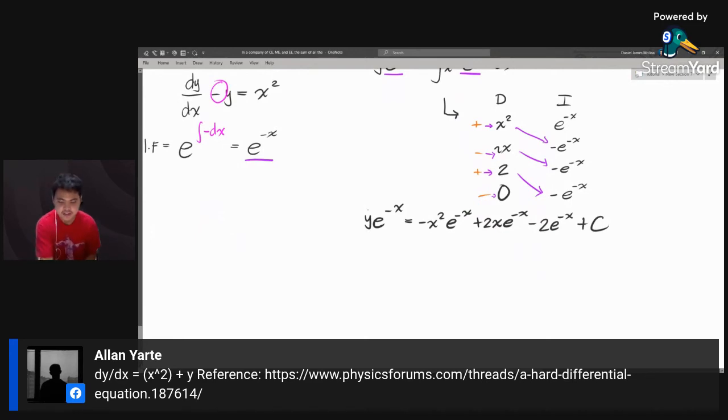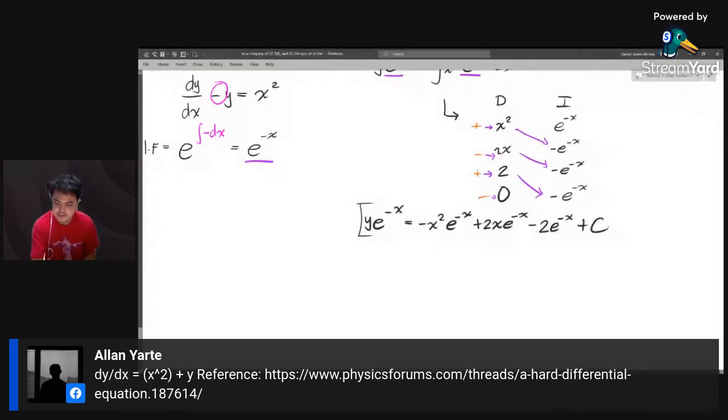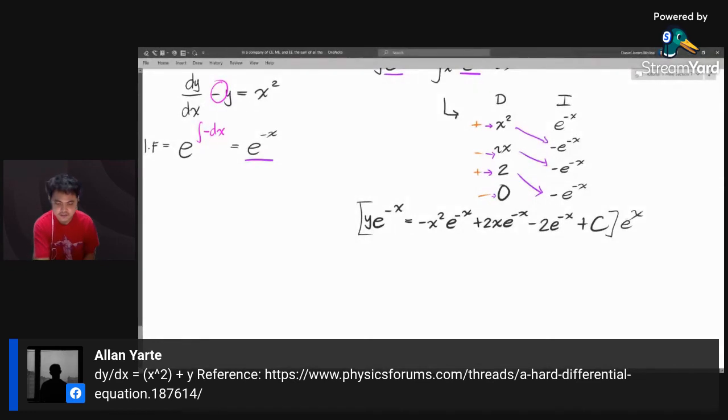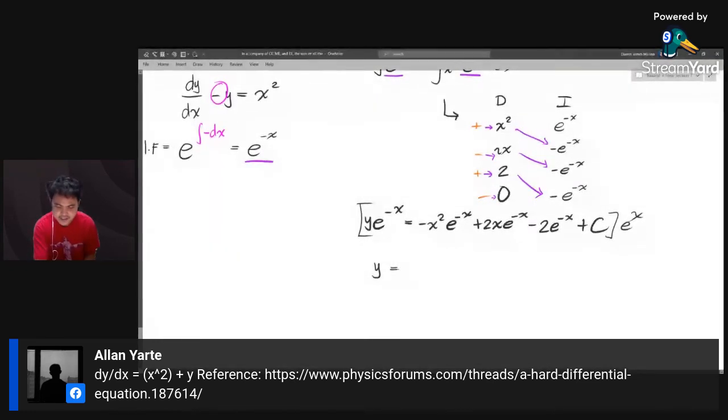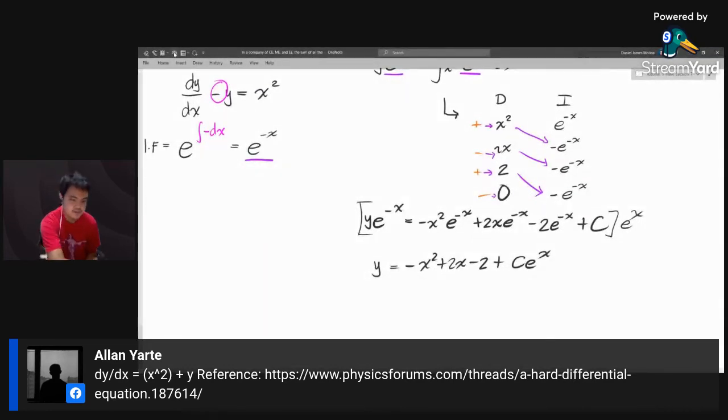Pwede kayang paayusin natin. Oo naman. Multiply pa natin sa e raised to x yan. Di ba? Y equals, para mawala halos lahat ng e raised to x dyan. Mawawala, no? Negative x squared plus 2x minus 2 plus C e raised to x. So, yan na yung ating arbitrary constant, or I mean, the general solution.